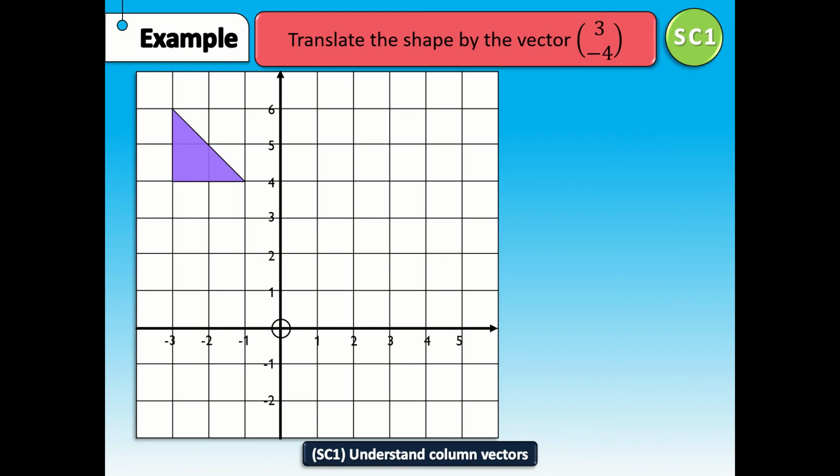So now we need to be able to translate a shape by a vector. So we want to translate this shape by the vector 3, minus 4. That means every corner needs to move 3 to the right and then 4 down.